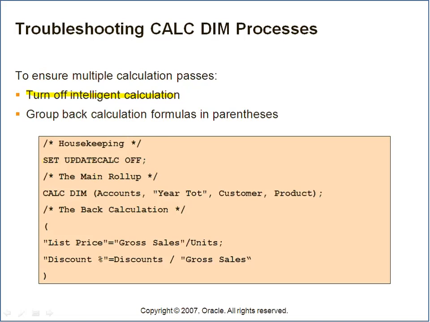The command to turn off the intelligent calc is SET UPDATECALC OFF. Also, group back calculation formula in parentheses. Now what do we mean by back calculation? It's the same as your two pass calculation. So basically, the calculation which requires a second pass to give the correct result.